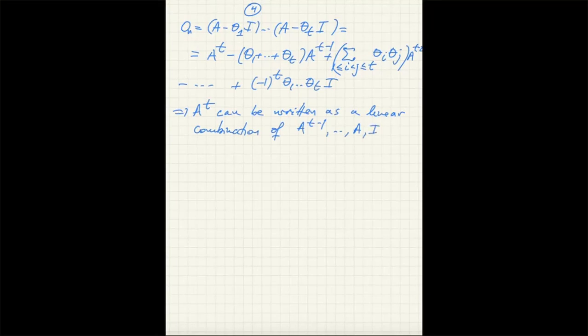What does it mean? It means that if we consider the following space, A(gamma), let's say, the set of all polynomials in A, these are n by n matrices. And from the observation that A^t can be written as a linear combination of A^(t minus 1) and so on, there are t matrices there.